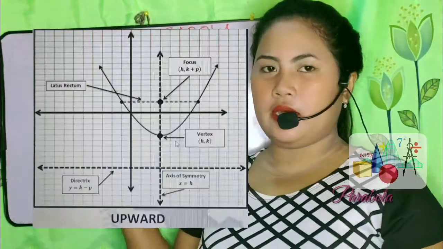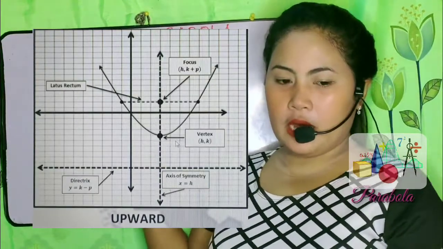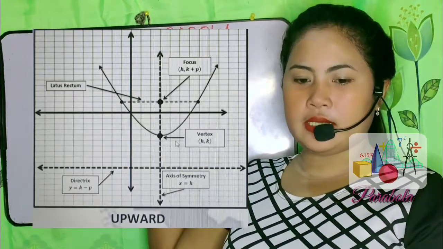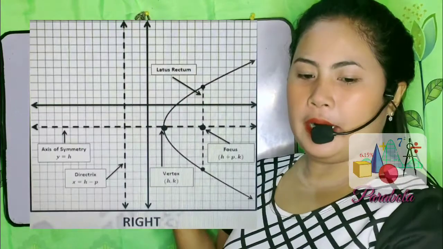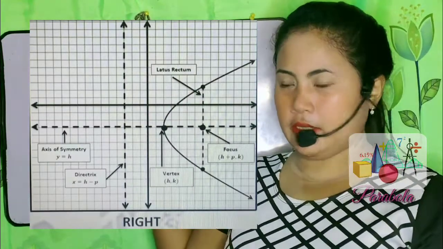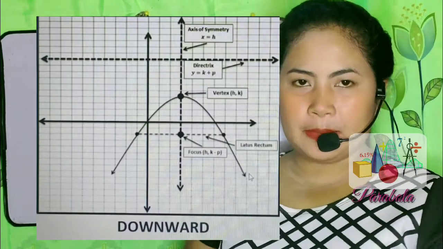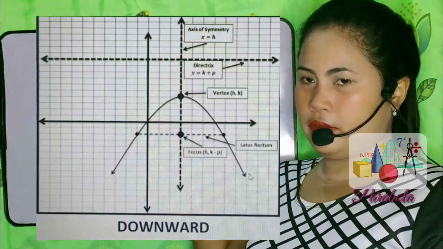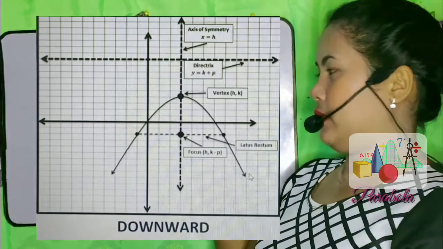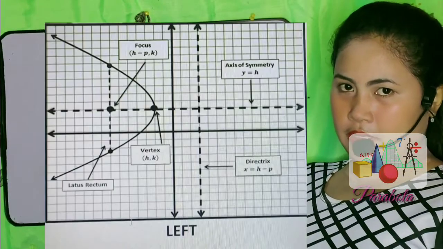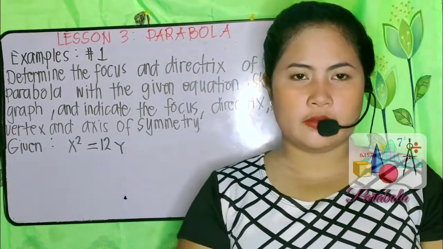Okay, so here is the representation if the parabola opens upward. So here it is. Then if the parabola opens right, here is the given illustration. Then if the parabola opens downward, here. And if the parabola opens left, the illustration will be here. Okay, so let's proceed to the given example.